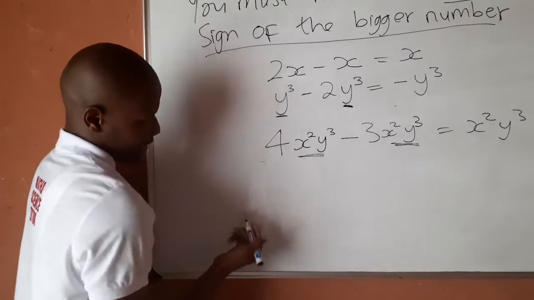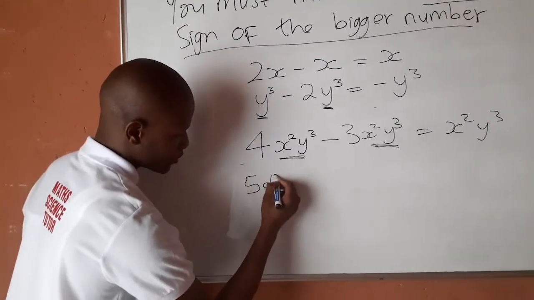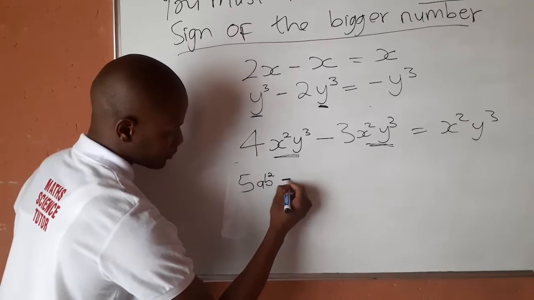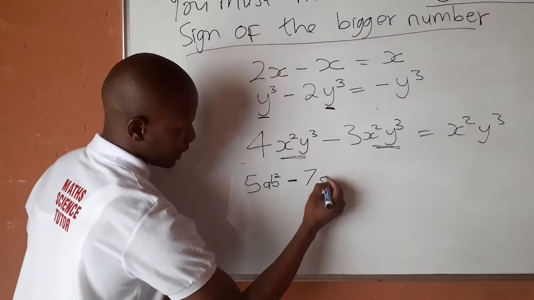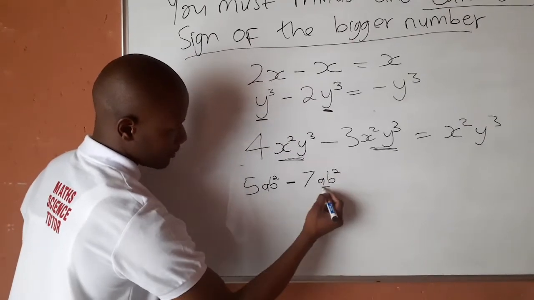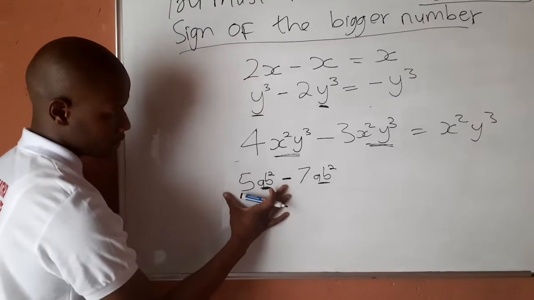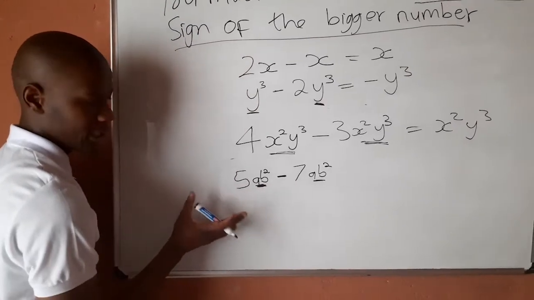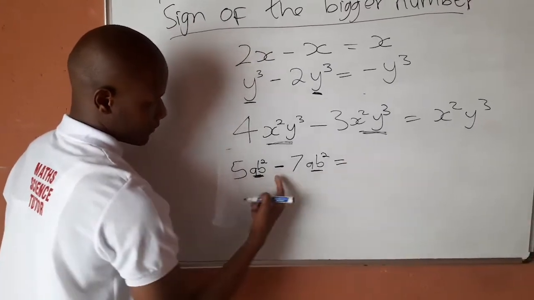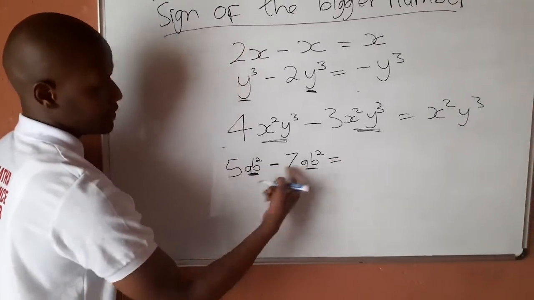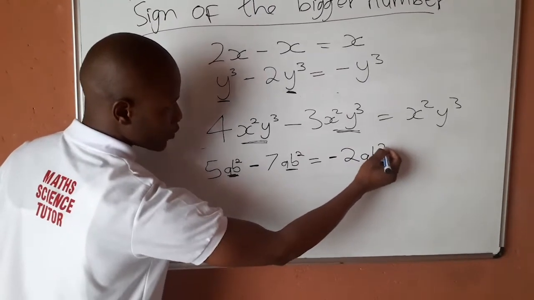So another example, they can say 5ab squared minus 7ab squared. The bases are the same, exponents are the same. The signs are not the same. We minus and we take the sign of the bigger number. It's going to be 5 minus 7 is negative 2ab squared.